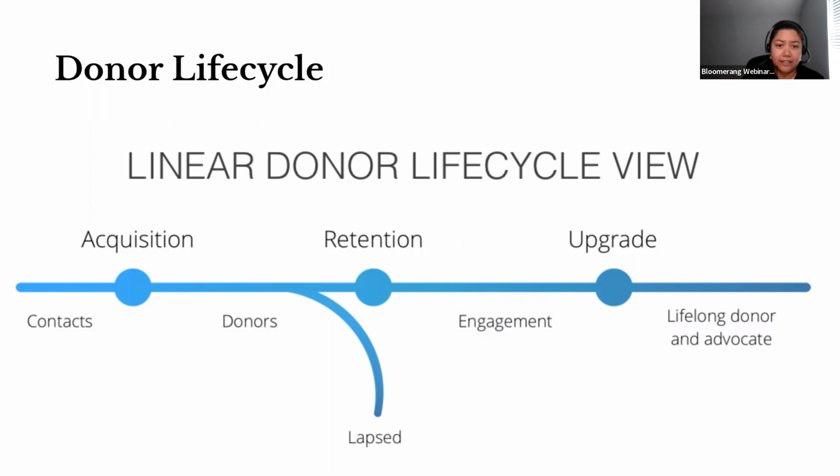What I like to point out here is, while it is a line, this is a line that can keep stretching. It can stretch because maybe you have a longer period of time between the stages, but also it stretches in that this is a continuous motion. You want to keep that engagement going with your contacts, with your donors. And again, the goal is for those people to become lifelong donors and advocates of your organization and your mission.